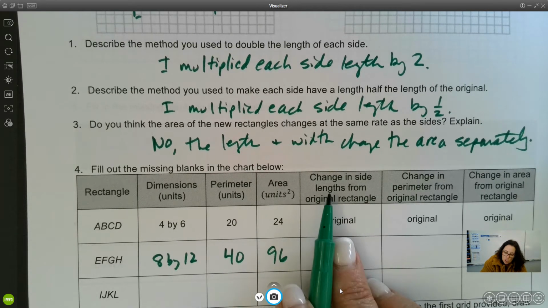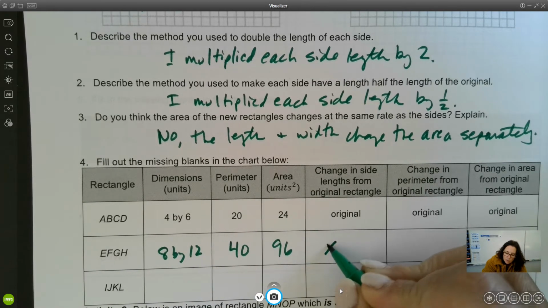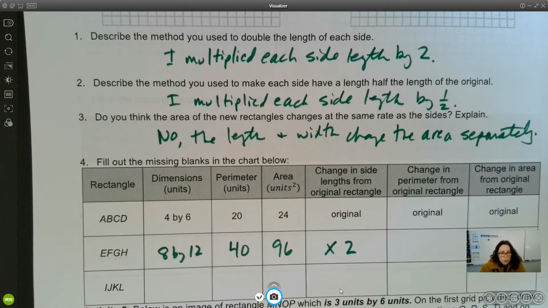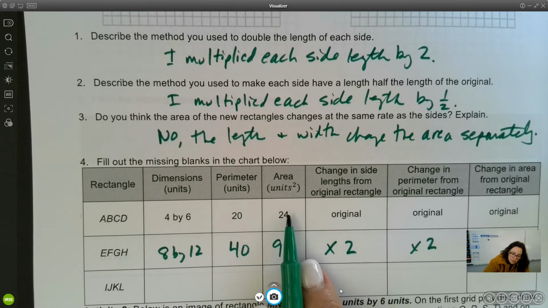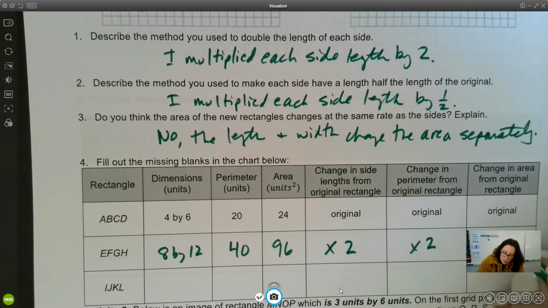Okay, now the change in the side lengths, 4 and 6 became an 8 and a 12 because we multiplied by 2. 20 became a 40 because we multiplied by 2 on the perimeter. 24 and 96, that one's a little bit more challenging. It actually gets multiplied by 4.